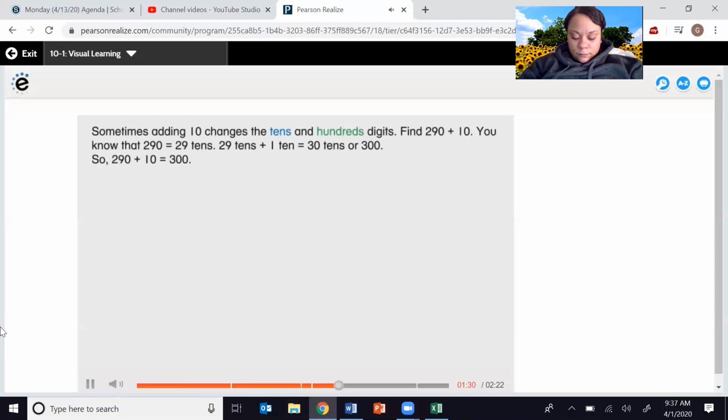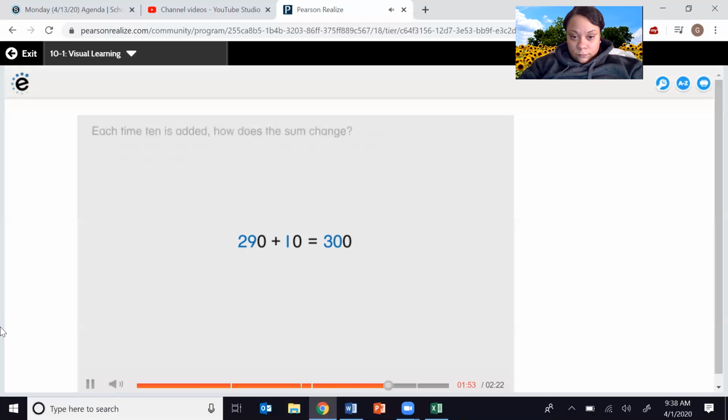10 changes the 10s and 100s digits. And 290 plus 10. You know that 290 is equal to 29 10s. 29 10s plus 1 10 equals 30 10s or 300. So 290 plus 10 equals 300. How does the sum change? By 10 each time 10 is added. If a 10 is added to 290, what digit changes?